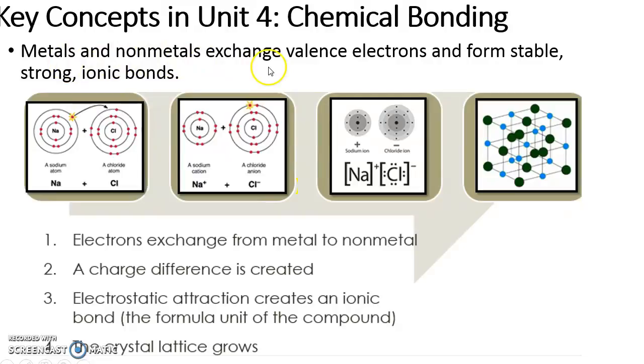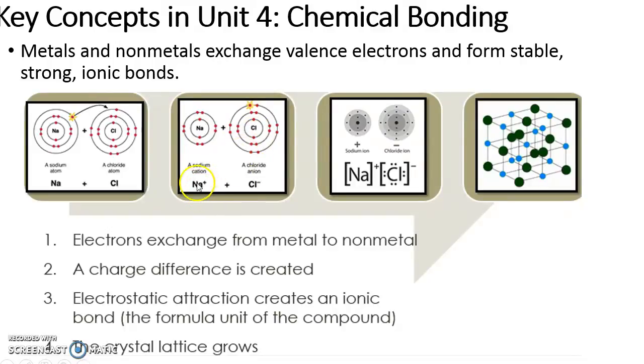Metals and nonmetals exchange valence electrons and form stable, strong ionic bonds. How does that happen? First you have, in this instance, sodium. Sodium has 1 electron in its outermost shell, and you have chlorine. Chlorine has 7 electrons in its outermost shell. They both want 8, so sodium gives 1 electron to chlorine. Chlorine will now have 8 electrons in its outermost shell. Sodium will lose its shell along with that 1 electron, and it'll now have 8 in its outermost shell as well. Sodium will get smaller, chlorine will get bigger, just going back to the previous unit.